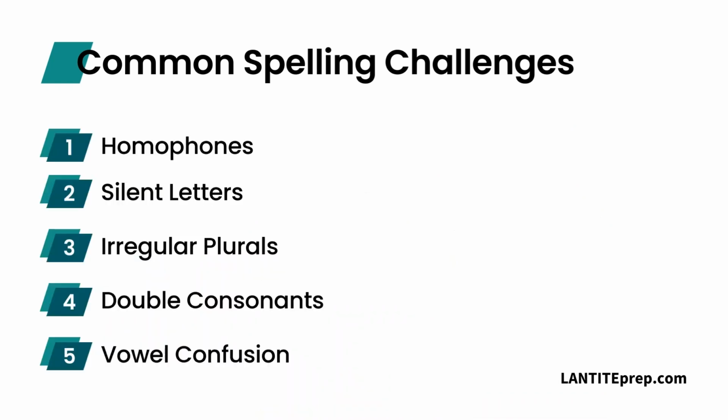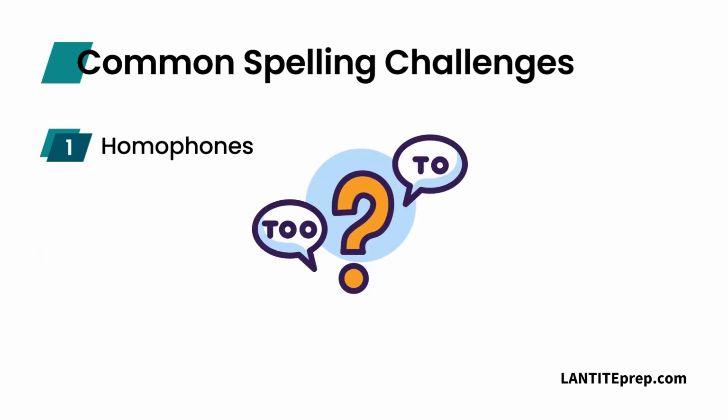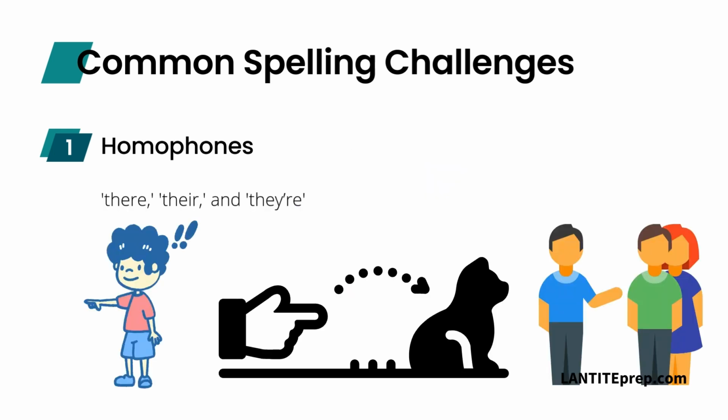Common spelling challenges you will likely see on exam day include homophones, silent letters, irregular plurals, double consonants, and vowel confusion. Starting with homophones. These are words that sound the same, but have different meanings and spellings, for example, to and two. Can you think of more? There, and there.